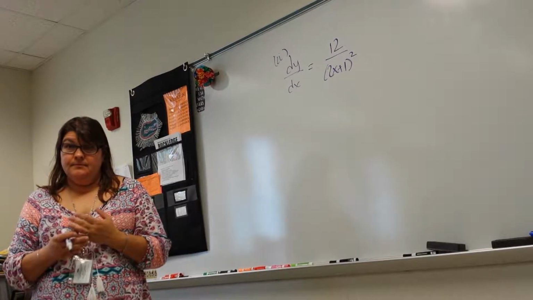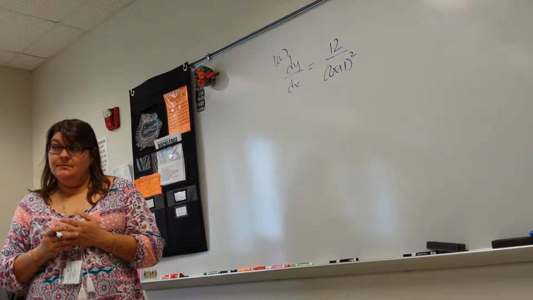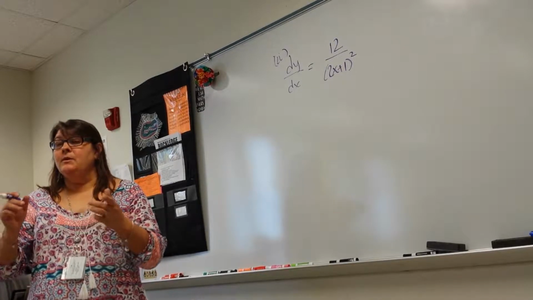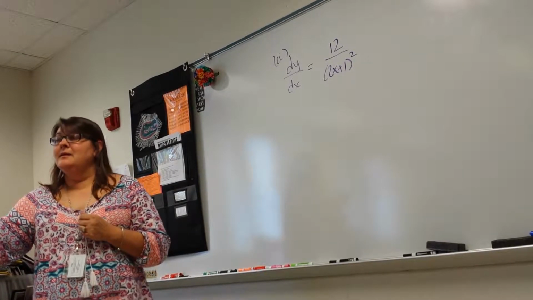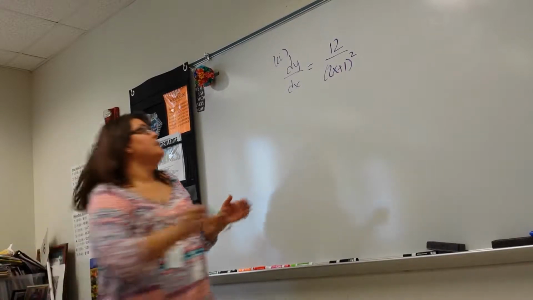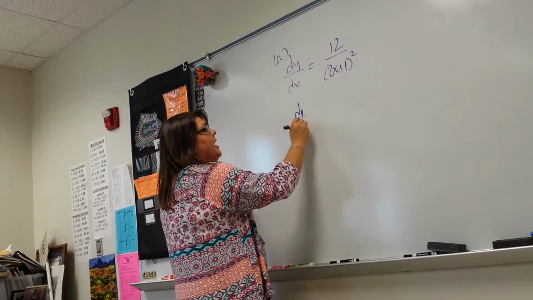Right. But if it was in the top, like if it was 12 times (2x plus 1) squared, we could. Yes. But when you bring it up to the top, it's going to be a negative power. So there we've got an issue. So on the bottom, we're good to go.